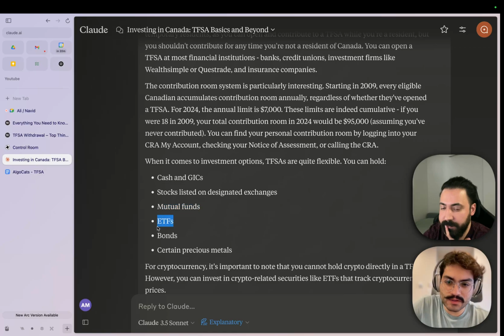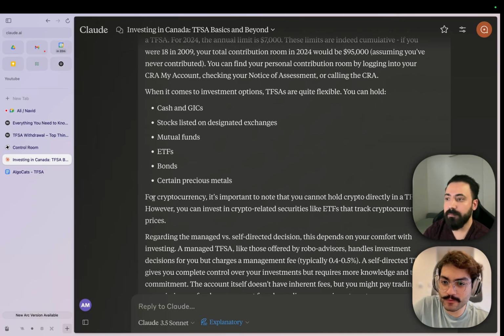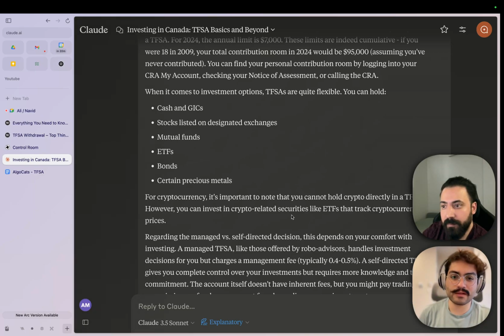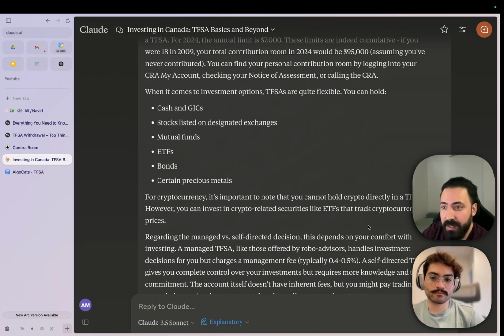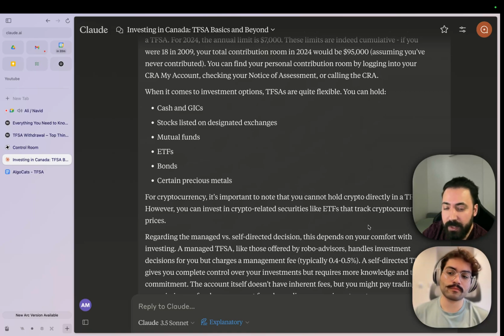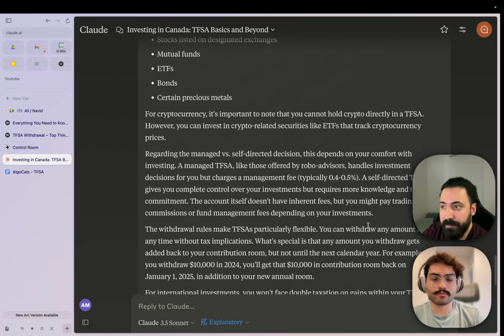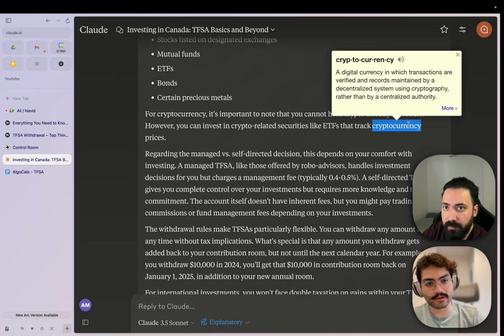Nice. You can have mutual funds, ETFs, bonds, metals like gold, and so for crypto, you cannot hold crypto in TFSA. Okay, this is interesting. However, you can invest in ETFs that track crypto prices. Correct. Some ETFs are tracking cryptocurrency indexes, and for sure you can invest your money in those kinds of ETFs, but you're not allowed to put money in cryptocurrency directly. So okay, that's the catch. Yep. So you cannot use TFSA directly, and if we want to invest or trade crypto, it's going to be all taxable.